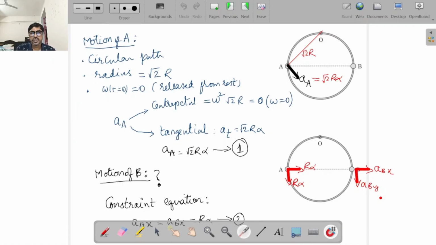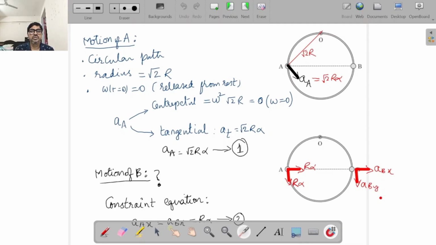So I am taking motion of A first because that is easy to analyze, because it is welded to the ring, right. So the ring is rotating, along with that the bead A also will rotate. So what would be the motion of the particle A? It will be a circular path. Need not be a full circle, but circular path.